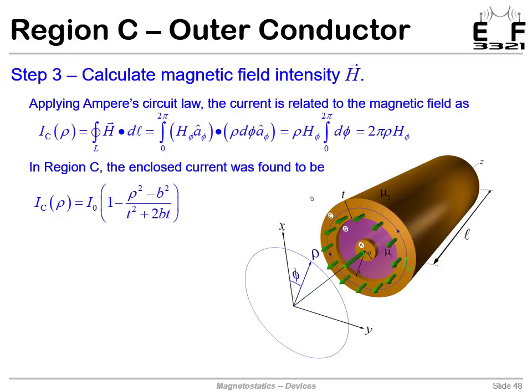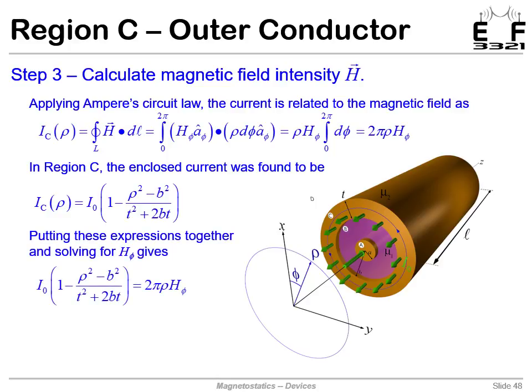Well, in region C, on the previous slide, we derived this expression by integrating current density, and we can set that equal to the expression that we got by integrating the magnetic field. So we go ahead and do that and set those equal. Then we can solve that for H phi and have our expression for the magnetic field as a function of the current and the radius rho. And so that's what we've done here.